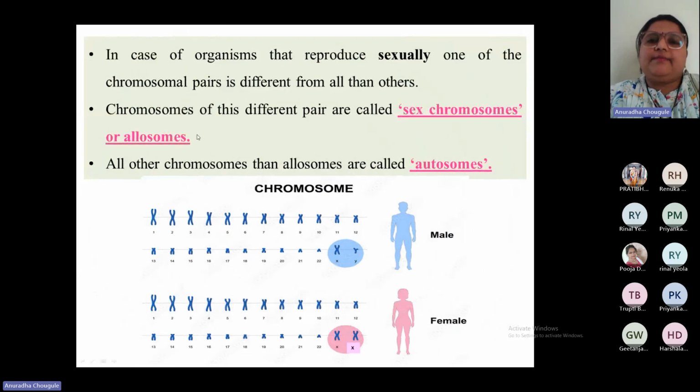Next, in sexual organisms, the chromosomes again are of two types: sex chromosomes and autosomes. All pairs except one pair are the same, and in sexual organisms that one pair of chromosomes is different. That different pair is called the sex chromosome or allosome, because of this the sexual organisms reproduce sexually. All other chromosomes than the sex chromosomes are called autosomes. For example, in human beings, the male contains X and Y chromosomes as the sex chromosomes, and in the female, XX is the sex chromosome pair, also called allosomes.